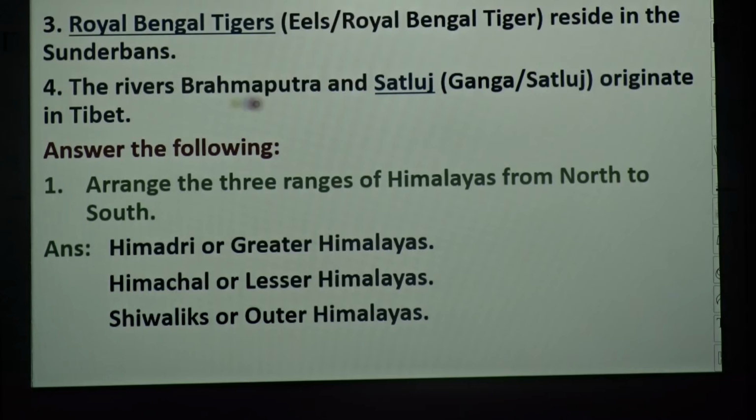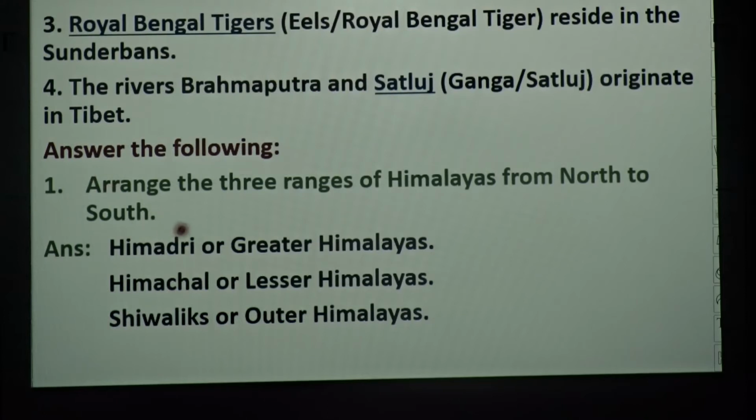The rivers Brahmaputra and Satluj originate in Tibet. So which are the two rivers that originate from Tibet? The Brahmaputra and the other is Satluj. Brahmaputra and Satluj. And next one, answer the following.